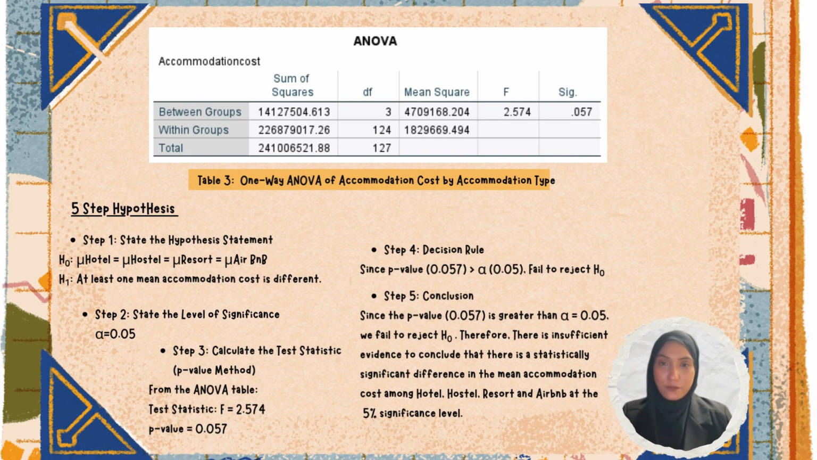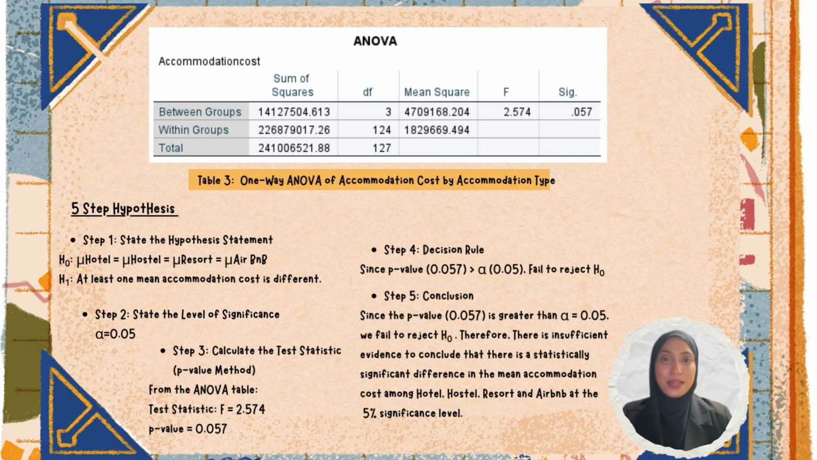Next, we move to step 4, decision rule. Because the p-value of 0.057 is greater than the significance level of 0.05, we fail to reject H0. Lastly, step 5, the conclusion. As for the conclusion, there is insufficient evidence to say that the mean accommodation costs differ significantly among hotel, hostel, resort, and Airbnb at the 5% significance level.